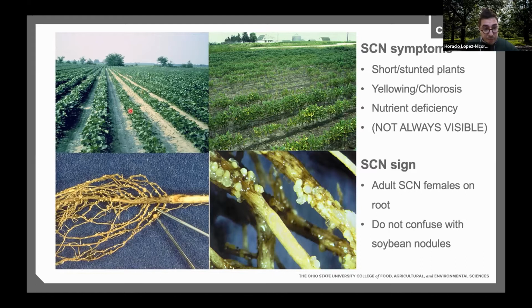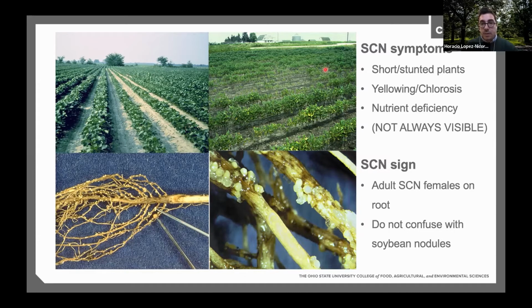So the take-home message here is that we do not always see visible symptoms with soybean cyst nematode, and therefore we should always be proactive in identifying if we have the problem. If we plant a susceptible cultivar next to a resistant one, we can see those types of symptoms. However, if the field is heavily infested and we only plant one variety, which is what we normally do, we will not be able to detect that difference because we don't have something to compare with.